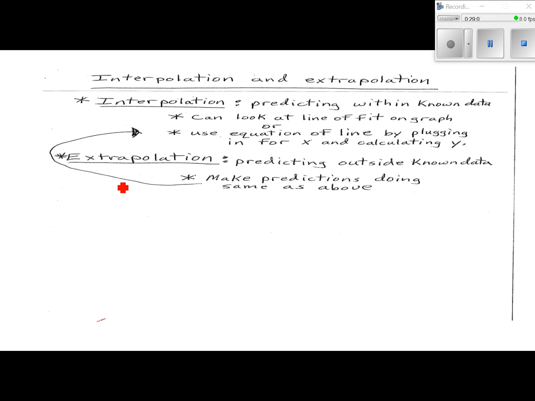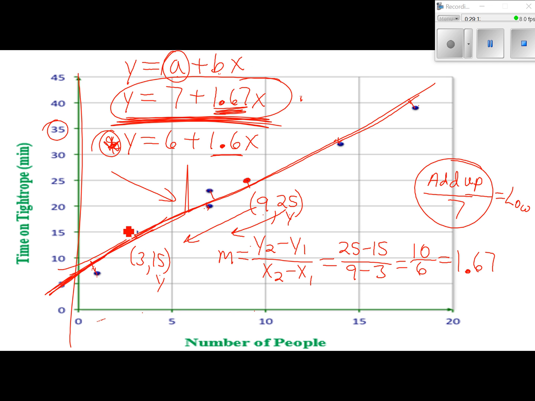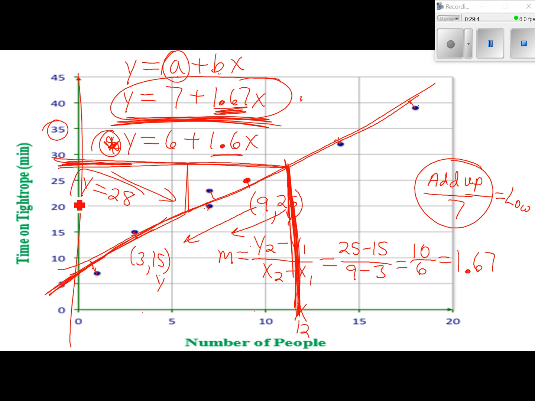No matter which 2 points we pick, we should come up with a slope somewhere close to that. What we're going to do once we have that line of fit is make predictions off of it. So if I want to make a prediction about what happens when there's 12 people, 12 people might fall right in here. All I'm going to do is go up from where x is 12 and then go over here, and it looks like y would be about 28 maybe. So you're just making a prediction off of that, and we could make it right off the graph.